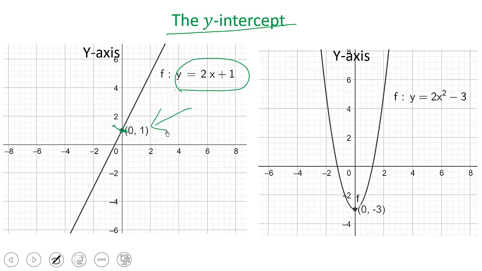Then for this parabola, the quadratic function y equals x squared minus 3, the graph cuts the x-axis. The graph cuts the y-axis over here. So that is the y-intercept, (0, -3).